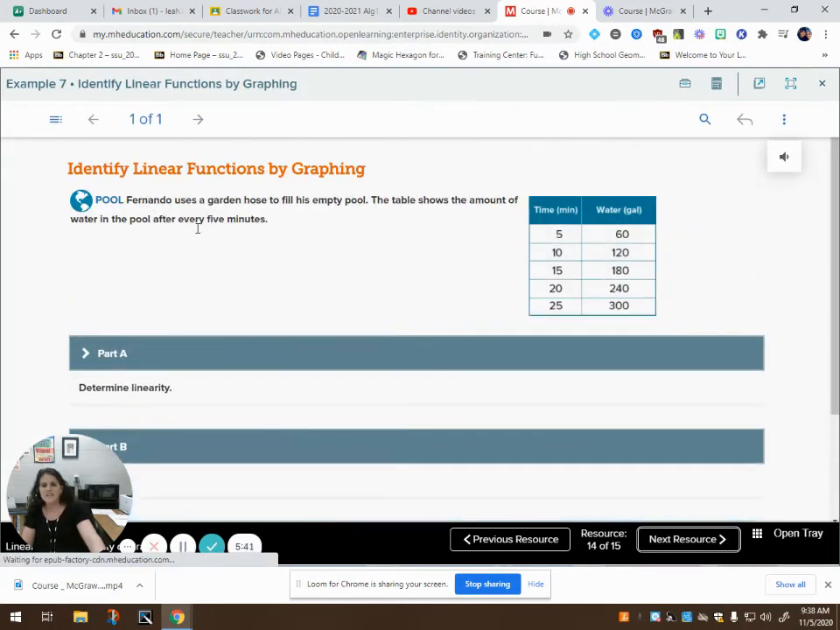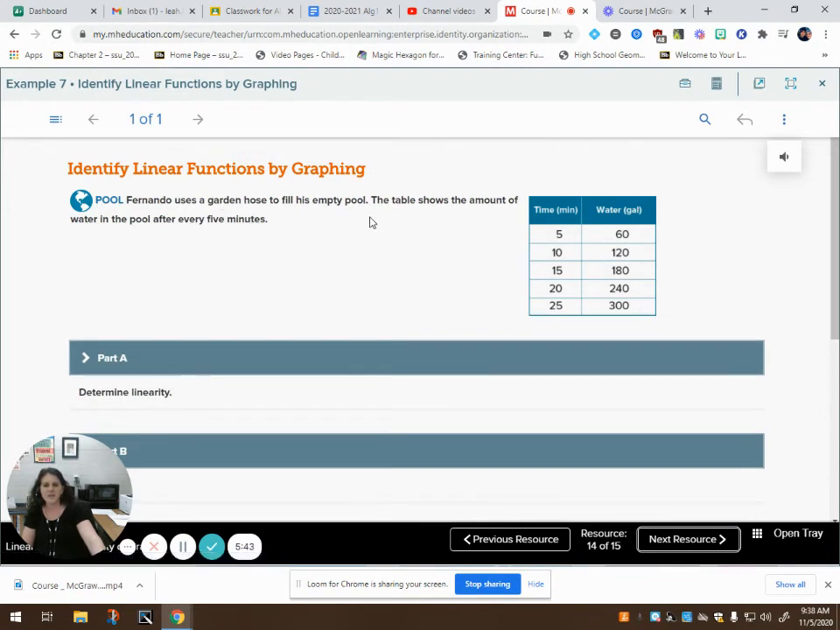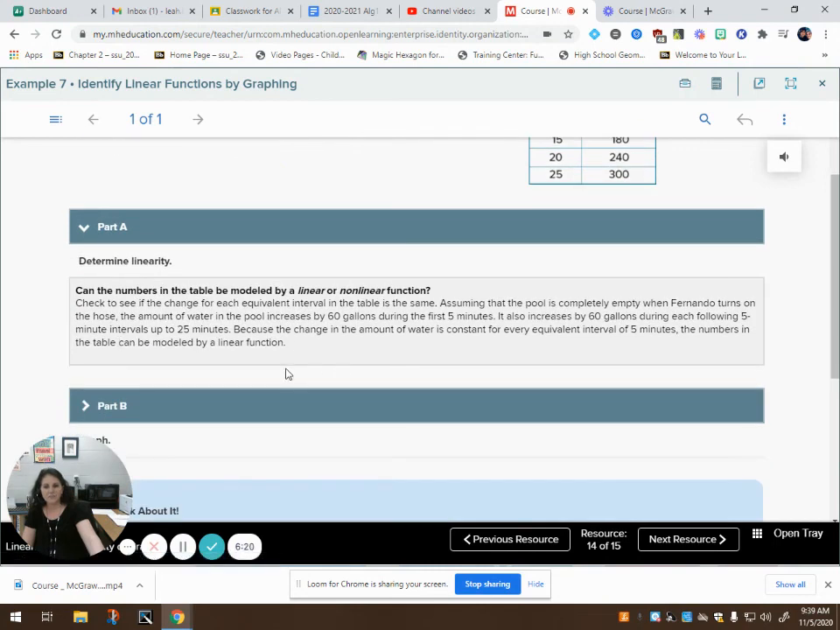Okay, example 7. Fernando uses a garden hose to fill his empty pool. The table shows the amount of water in the pool after every 5 minutes. So at 5 minutes, there's 60 gallons. At 10 minutes, 120. At 15 minutes, 180. I see that as time increases by 5 minutes, the amount of water is increasing by 60 gallons. It's increasing 60 gallons every 5 minutes. Since this is happening at a constant rate of change, I know that it is a linear function.